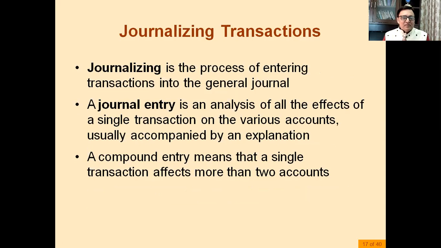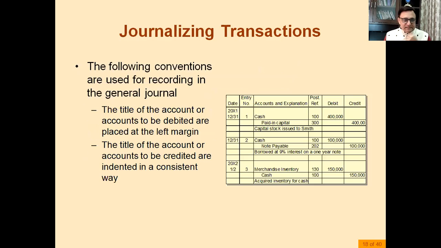So journalizing is the process of entering transactions into the journal. A journal entry is an analysis of all the effects of a single transaction on various accounts, usually accompanied by an explanation, which is known as the narration. Sometimes a compound entry is made, which means a single transaction affects more than two accounts. If it affects two accounts, that is a simple journal entry. But if it affects more than two accounts, it is a compound entry which is made in the journal.